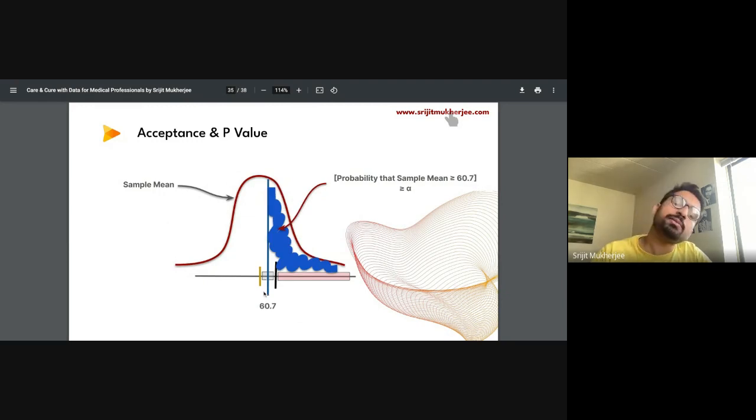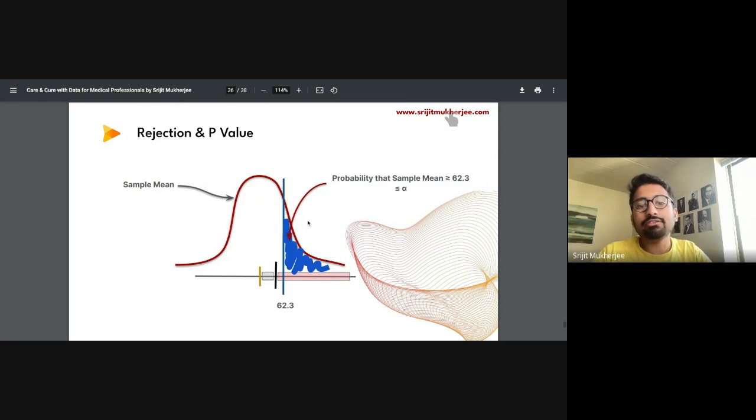Now, if you take any point in this region where we cannot reject the null hypothesis, the blue region is greater than or equal to alpha, because it's this portion plus the black region. You can imagine it geometrically. If you take a point in the red rejection region, it's less than or equal to alpha. Say the sample mean is greater than or equal to 62.3; that probability is less than or equal to alpha.